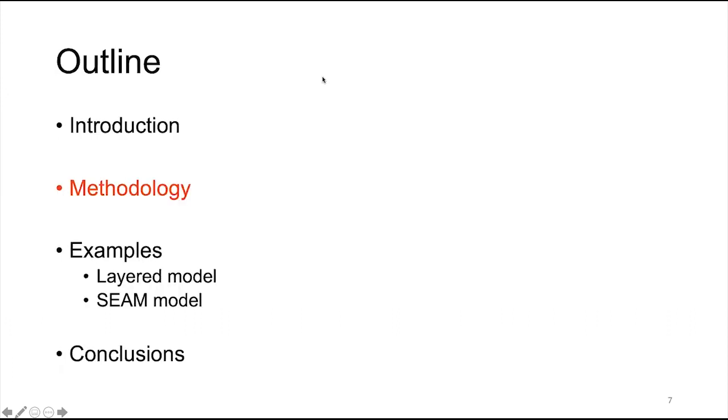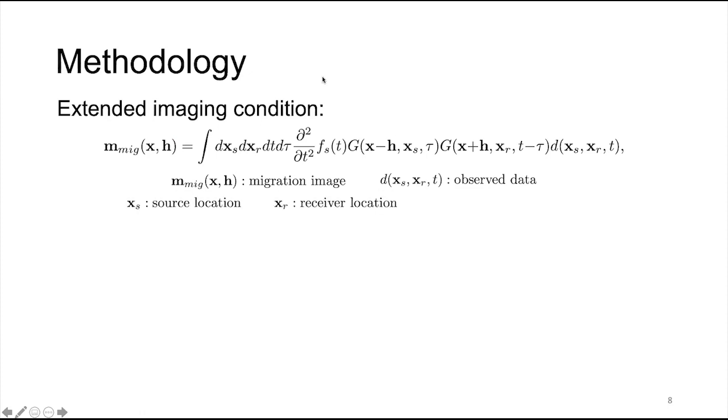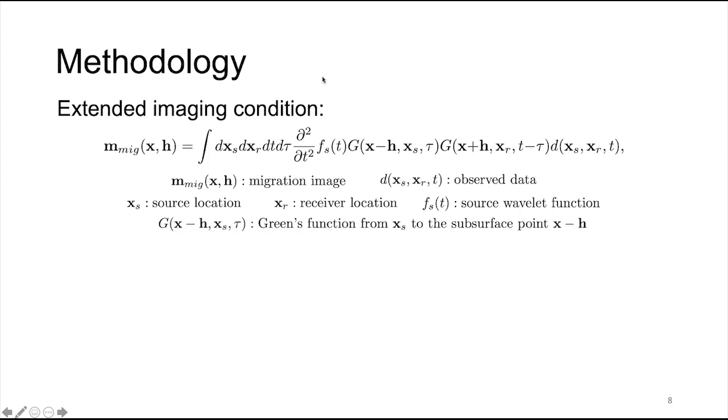In the methodology part, I will talk about some details in implementation of LSERTM. This is the extended image condition. Here, MMIC is the migration image. D is the observed data. XS is the source location. XR is the receiver location. FST is the source wavelet function. Jx minus h xs tau is the Green's function from xs to the subsurface point x minus h. And Jx plus h xr t minus tau is the Green's function from xr to the subsurface point x plus h.